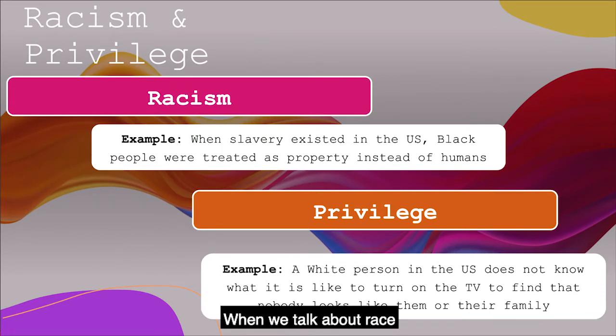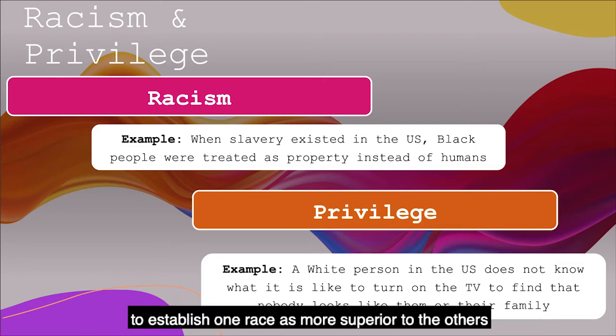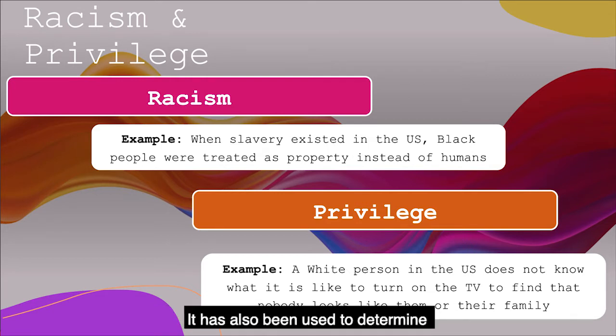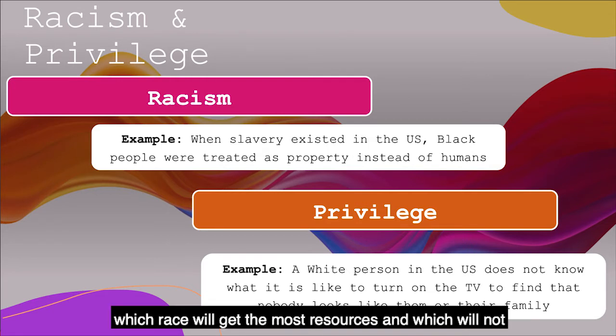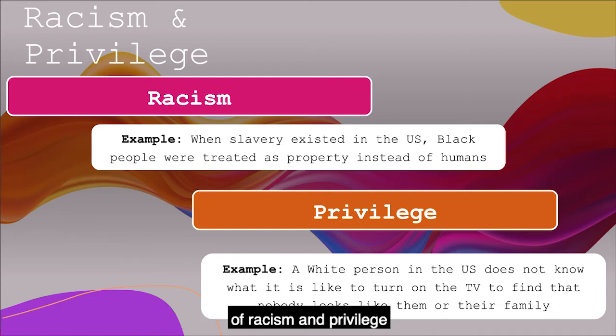When we talk about race, it is important to understand that race has historically been used to establish one race as more superior to the others. It has also been used to determine which race will get the most resources and which will not. When talking about race, it is important to also talk about these two ideas of racism and privilege.